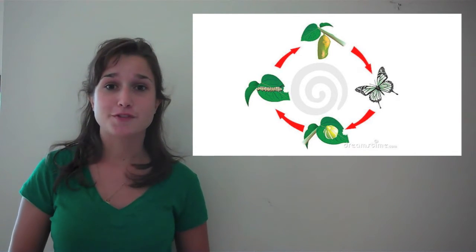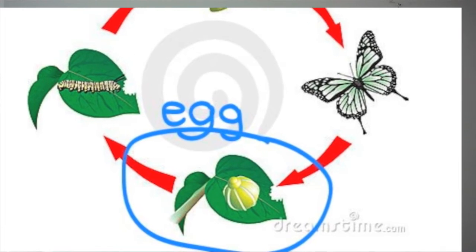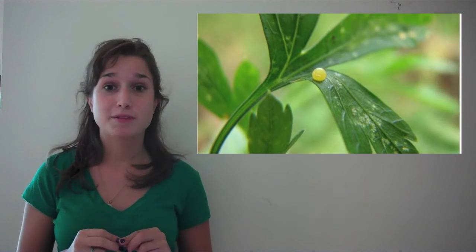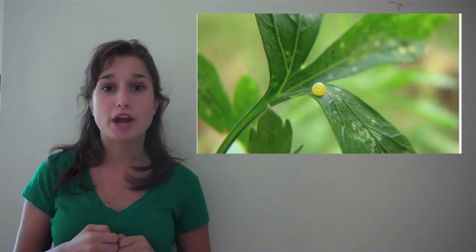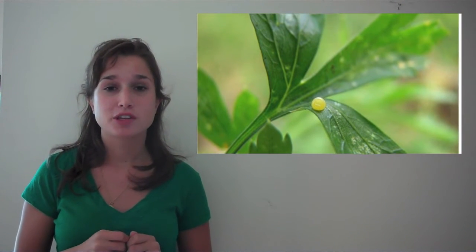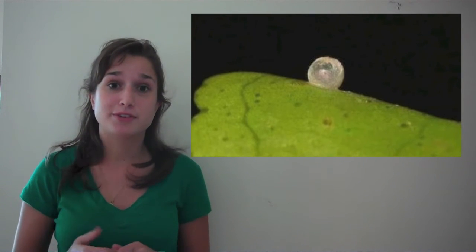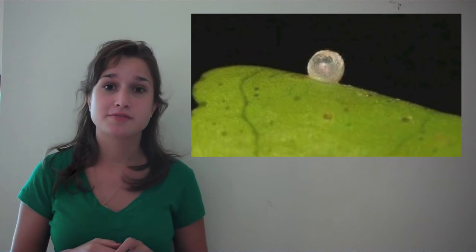The first stage of a butterfly is the egg. This is a very small egg that can be found on leaves and is usually white or clear. So you can go look outside, maybe during the spring, and see if you find any eggs underneath leaves.